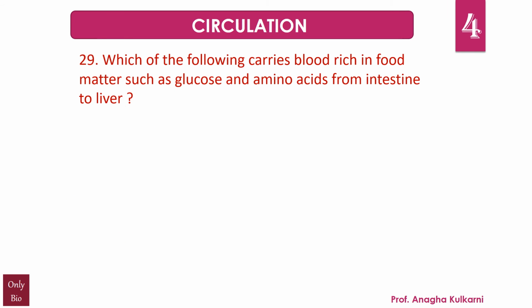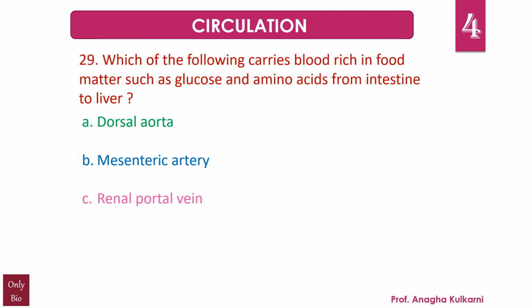Question number 29. Which of the following carries blood rich in food matter such as glucose and amino acids from the intestine to the liver? A. Dorsal aorta. B. Mesenteric artery. C. Renal portal vein. D. Hepatic portal vein. And the correct answer for this question is D.